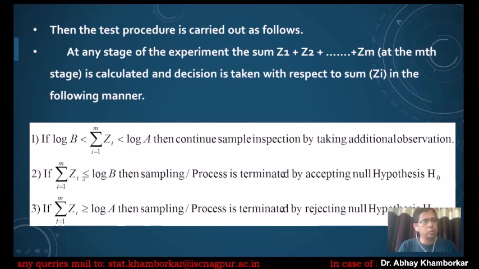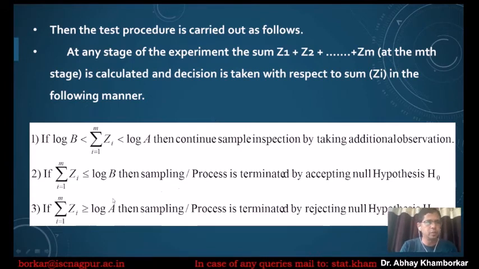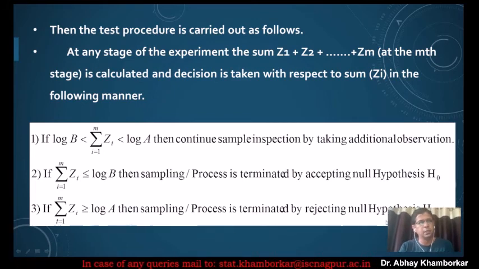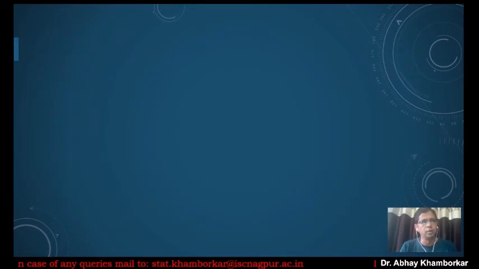Then there will be two constants A and B. Of course, I am going to give the expressions for constants A and B in the later stages of this discussion, but there will be two values A and B. Calculate log A and log B, and then on the basis of this criteria we either continue the sequential testing, or we terminate the process by accepting the null hypothesis, or the process is terminated by rejecting the null hypothesis. So this is nothing but the SPRT suggested by Wald.